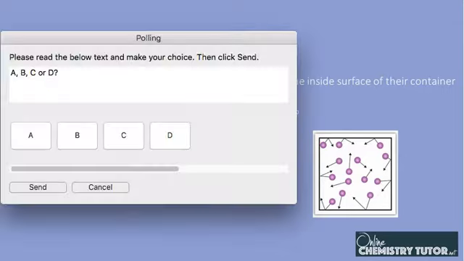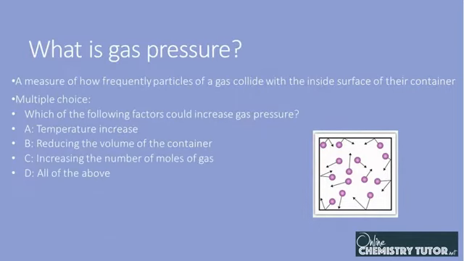So I'm sending it to you now. Which of these following factors could increase gas pressure? Would increasing the temperature increase gas pressure? Or reducing the volume of the container, or increasing the number of moles of gas? Or could all of them cause an increase in the gas pressure? So that poll should have come through, A, B, C, or D. And the answers have come through.